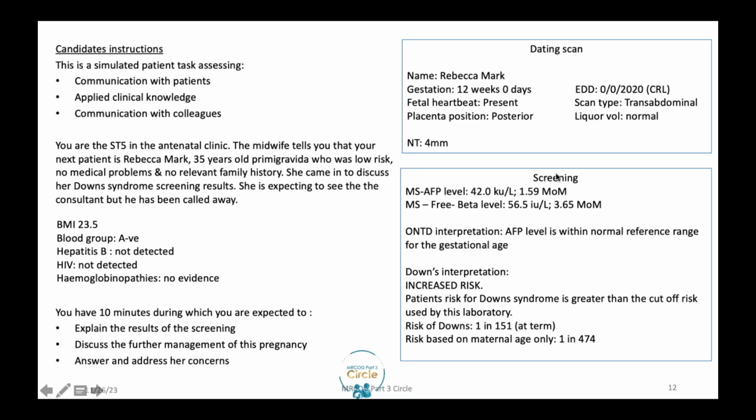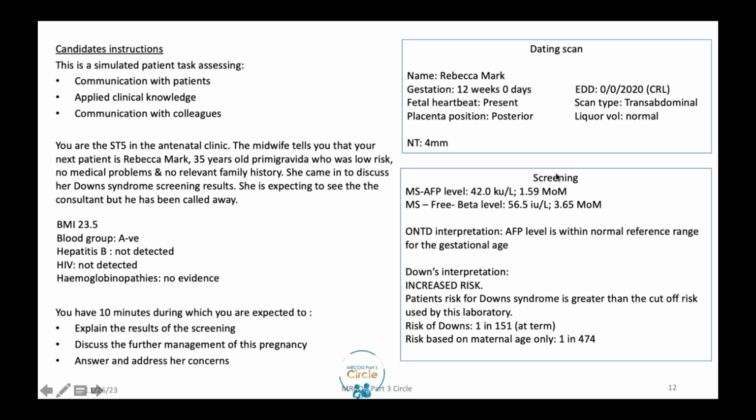So it's a low risk pregnancy. Low risk pregnancy means that she's following up with the midwife. She doesn't come into clinic for follow-up or booking the pregnancy. She booked her pregnancy just with the midwife. No medical problems, no relevant family history. So you have some of the history here.